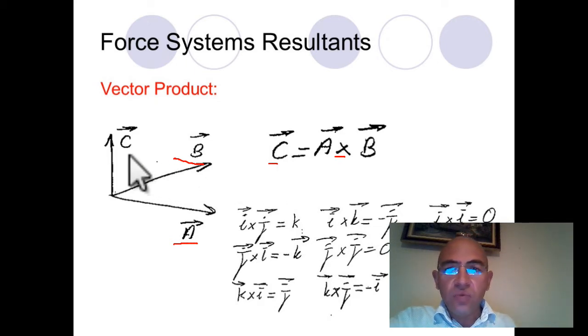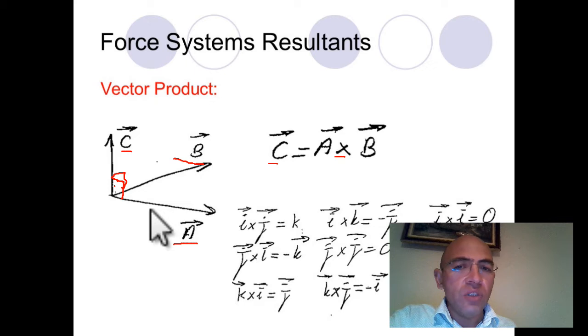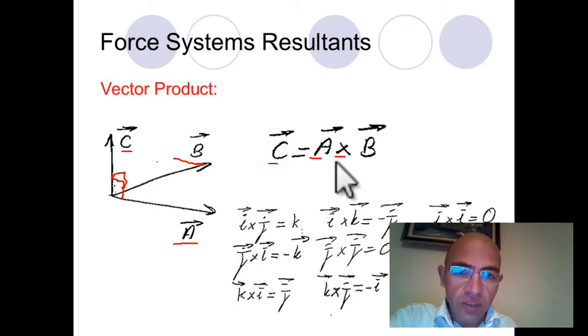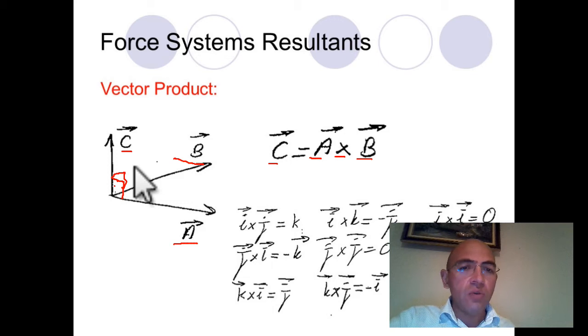And indeed, this vector is always perpendicular to the two other vectors, A and B. So this angle is 90 degrees and this is 90 degrees as well. Now remember that we have defined the unit vectors. Okay, A is a vector and B is a vector, and how can we define the direction of the third vector? It's perpendicular, but we need to define its direction. In this case we use the right hand rule.